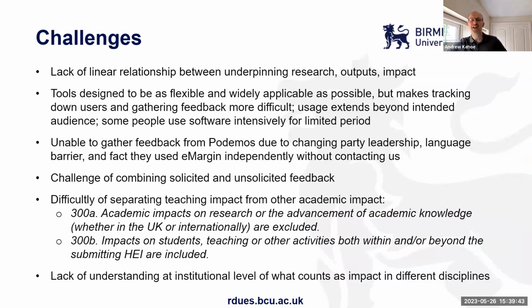Okay, I'll just close with the challenges then. So as in the previous presentation, there's a lack of linear relationship between the underpinning research, the outputs, and the impact. So our software is the underpinning research. It's also outputs. We return the software itself to REF as outputs. But the development of the software was still ongoing and being refined during the gathering of the impact. So those 3 things were kind of all happening at the same time. It wasn't a linear process.